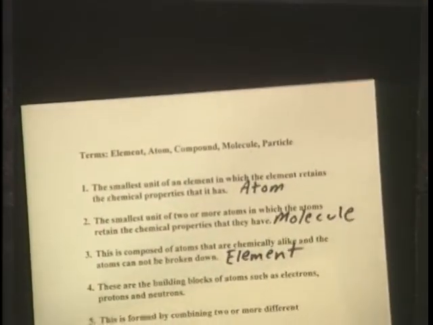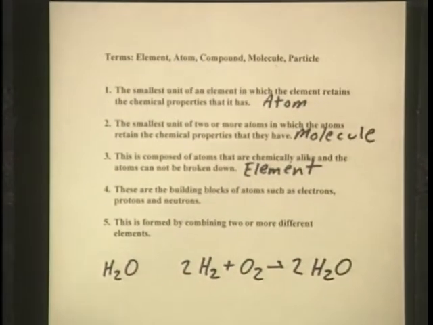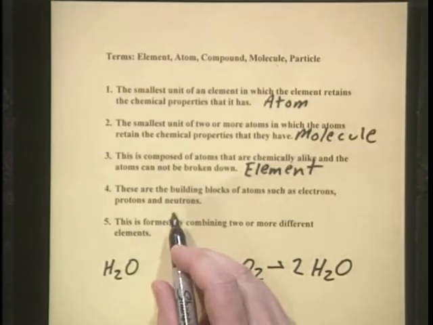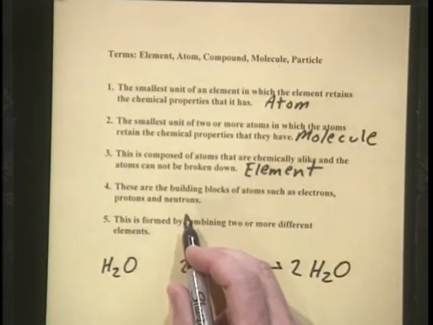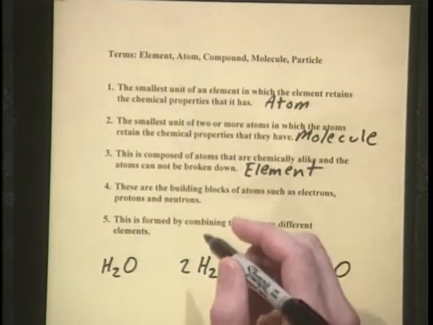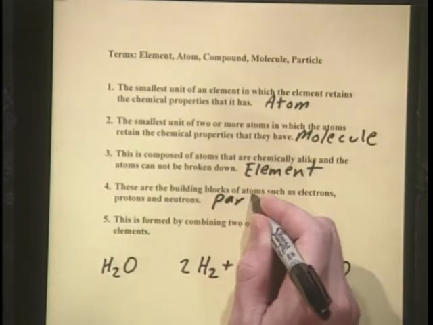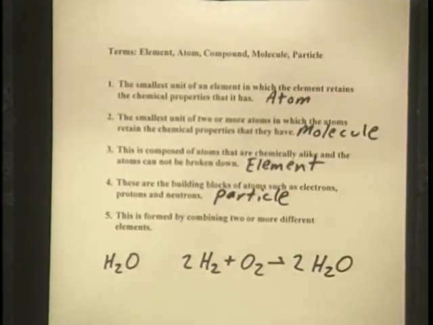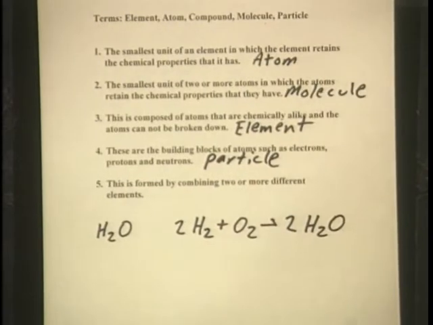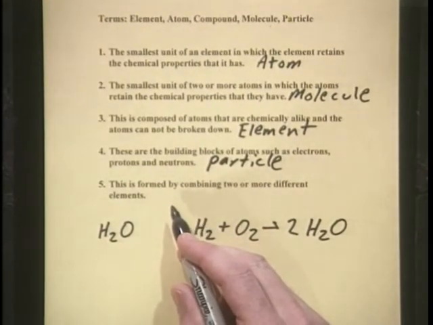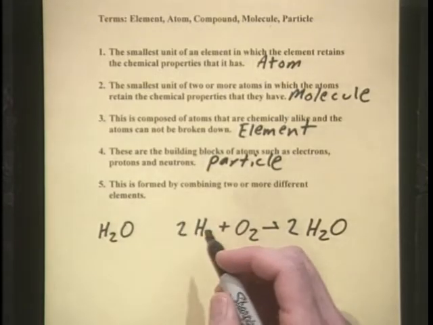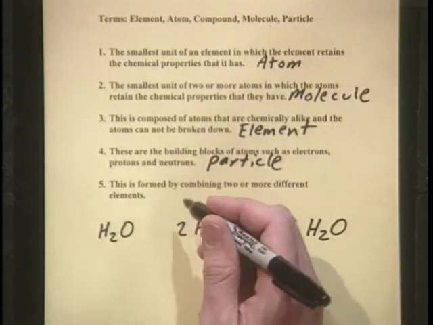Our third definition was an element. Our fourth asks, these are the building blocks of atoms, such as electrons, protons, and neutrons. And the answer to that one is a particle. And then the last sentence reads, this is formed by combining 2 or more different elements. You have 2 or more different elements together, that is a compound.